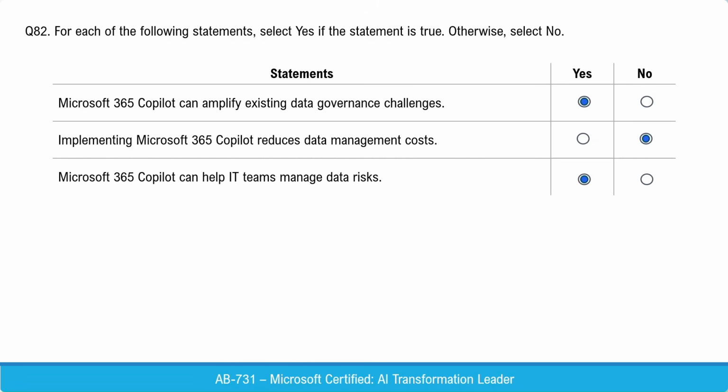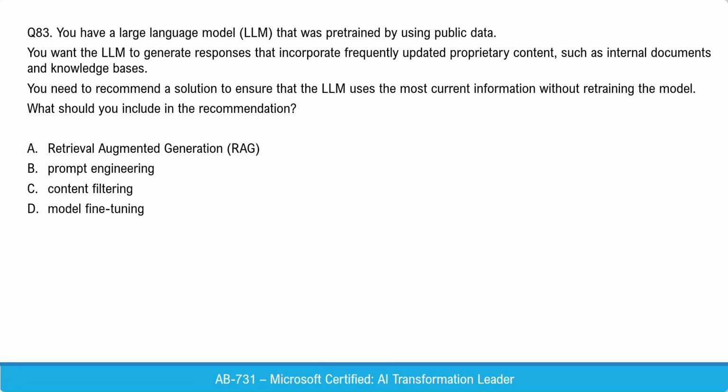Statement 3 says Microsoft 365 Copilot can help IT teams manage data risks. Well, that is correct. Copilot can help IT teams manage data risk because it works within existing security and compliance frameworks. It respects permissions and integrates with tools like Purview, helping organizations identify and address risks. So the key takeaway is Copilot highlights governance gaps, requires proper data preparation, and can support better risk management. That's what the correct answers are. Yes, no, and yes. Next question.